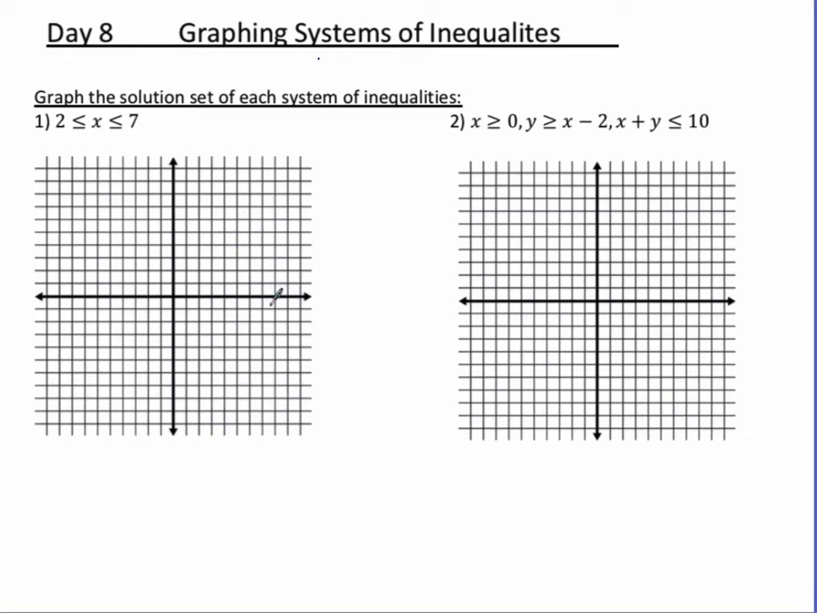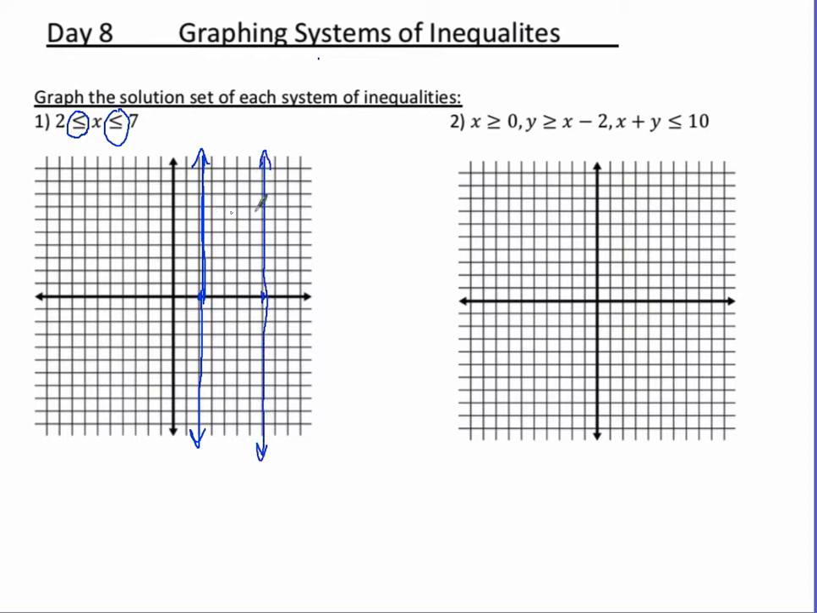Now there's two ways of doing this. Some people shade the area that is the solution, or some people leave it white. But if it's greater than or equal to and less than or equal to here, then we use solid lines at x equals 2. So I'll use a solid line there. Oops, that's not very straight. Okay, at x equals 2, and then at x equals 7, 3, 4, 5, 6, 7, I'll do a solid line.